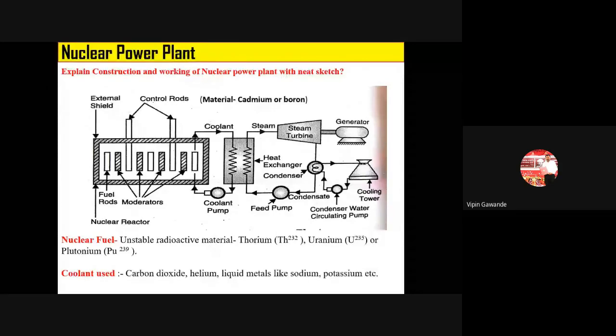Explain the working of the nuclear power plant.